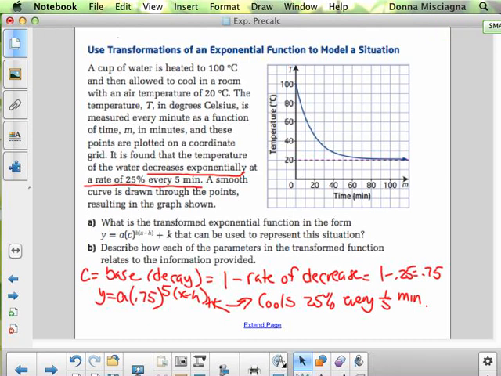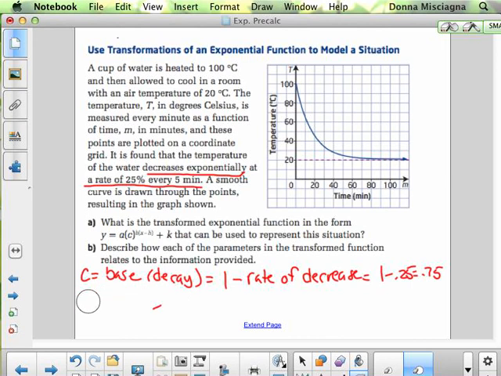That would be if it said that the water decreases exponentially at a rate of 25% every 1/5 of a minute, which would be every, what, 60 divided by 5, 12 seconds. So if it decreased every 12 seconds, 1/5 would be correct. But that is not our equation. So if it's not 5, it must be the reciprocal of 5. That means b here is going to have to be 1/5, because remember, our horizontal stretch is the reciprocal of our value. So if b is 1/5, it's going to take 5 minutes for it to cool.